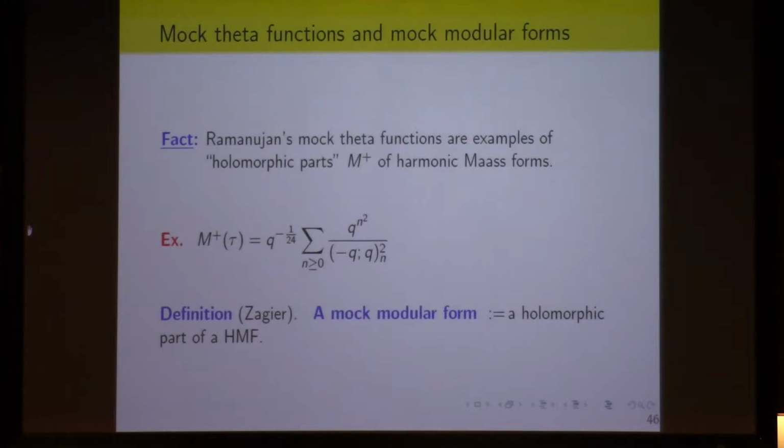So we now have mock theta functions as examples of holomorphic parts of harmonic Maass forms. And in general, we call those holomorphic parts mock modular forms.